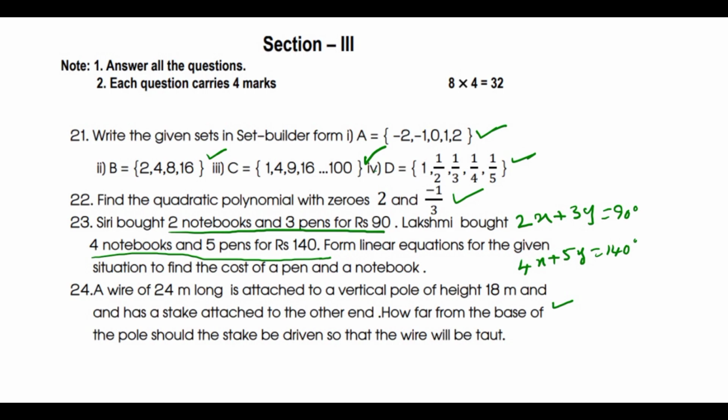You can focus here. A wire of 24 meters long is attached to the vertical pole. This is the vertical pole, and this is the ground level. The height of the pole is 18 meters, and the stake is attached to the other end. How far from the base of the pole should the stake be driven so that the wire is taut? That means you have to find this distance using the Pythagoras theorem.